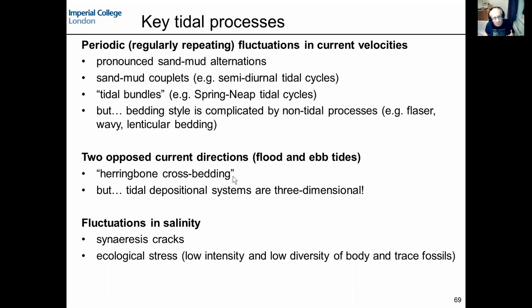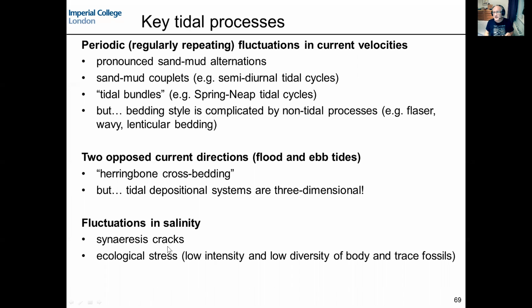Sometimes that can be very obvious, and probably the classic textbook example is herringbone cross stratification. One crossbed this way, the overlying crossbed the other way. That's pretty unusual. Normally we have to hunt around and cover a larger area, and usually in 3 dimensions, to get a feel for those two opposed current directions.